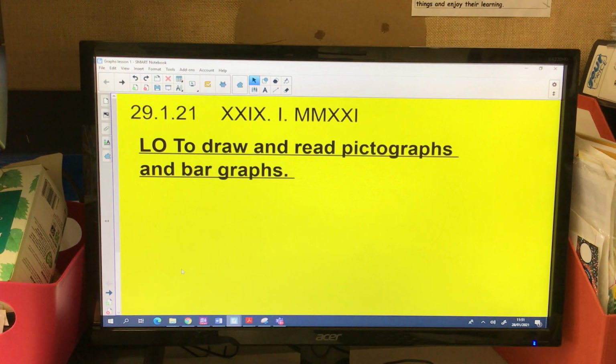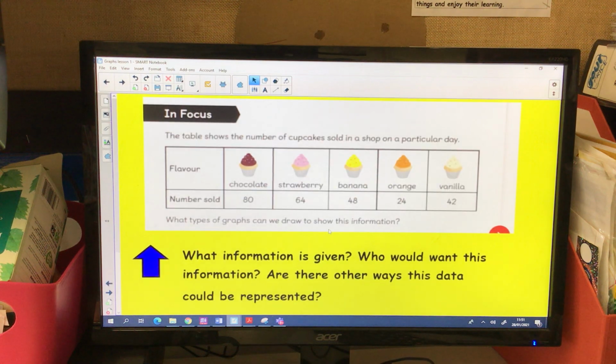We're going to work now on a unit of work about handling data, about graphs and pictograms and pictographs. So what we're going to be learning today, we're going to draw and read pictographs and bar graphs. Now some of this work is a reminder of the work you may have done in Year 3 and just taking it a little bit further today. Okay, so let's have a look.